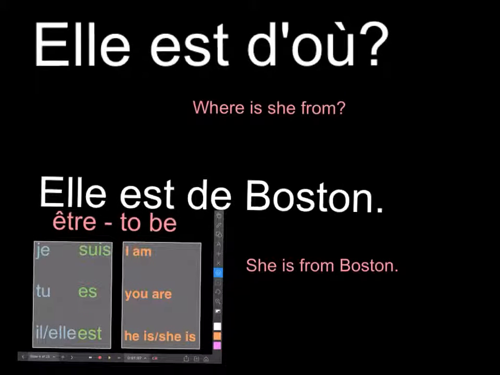Okay, so we can ask the question, elle est d'où? Where is she from? Elle est de Boston. She's from Boston, and you can see in our verb chart right here. Elle est.